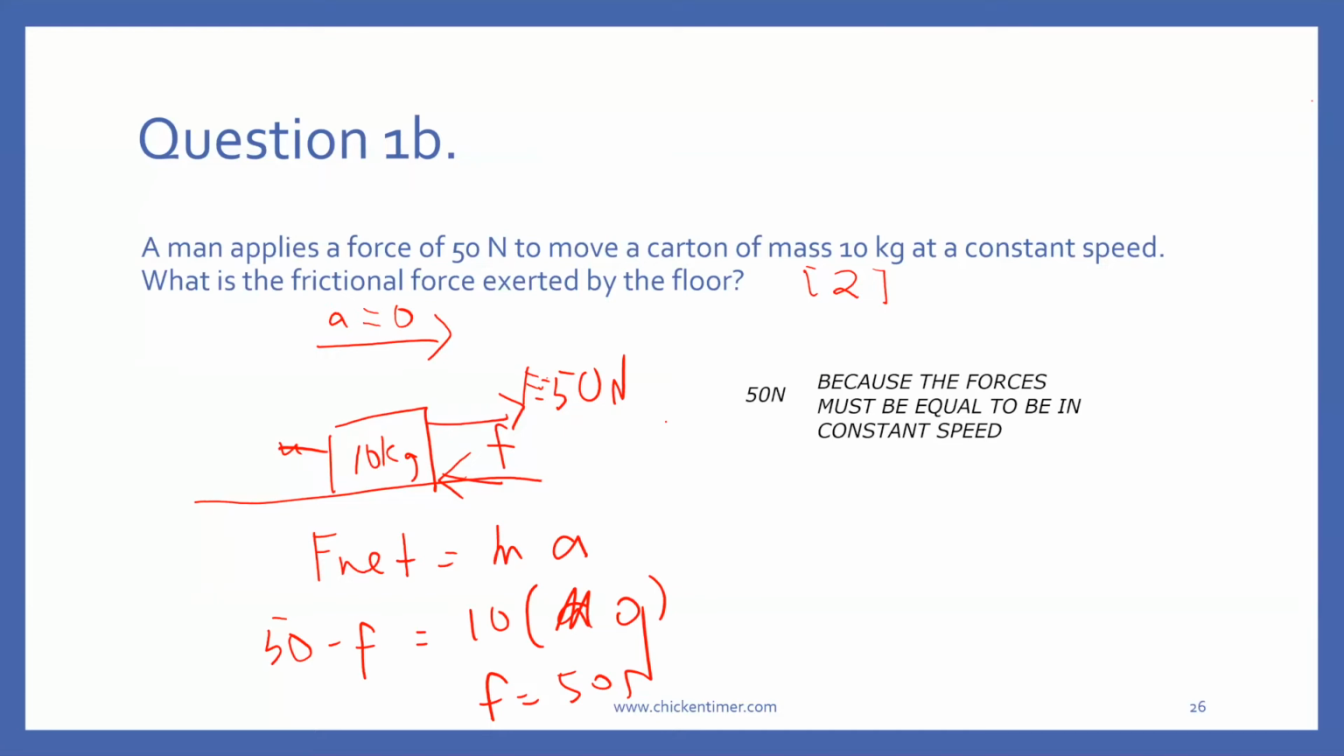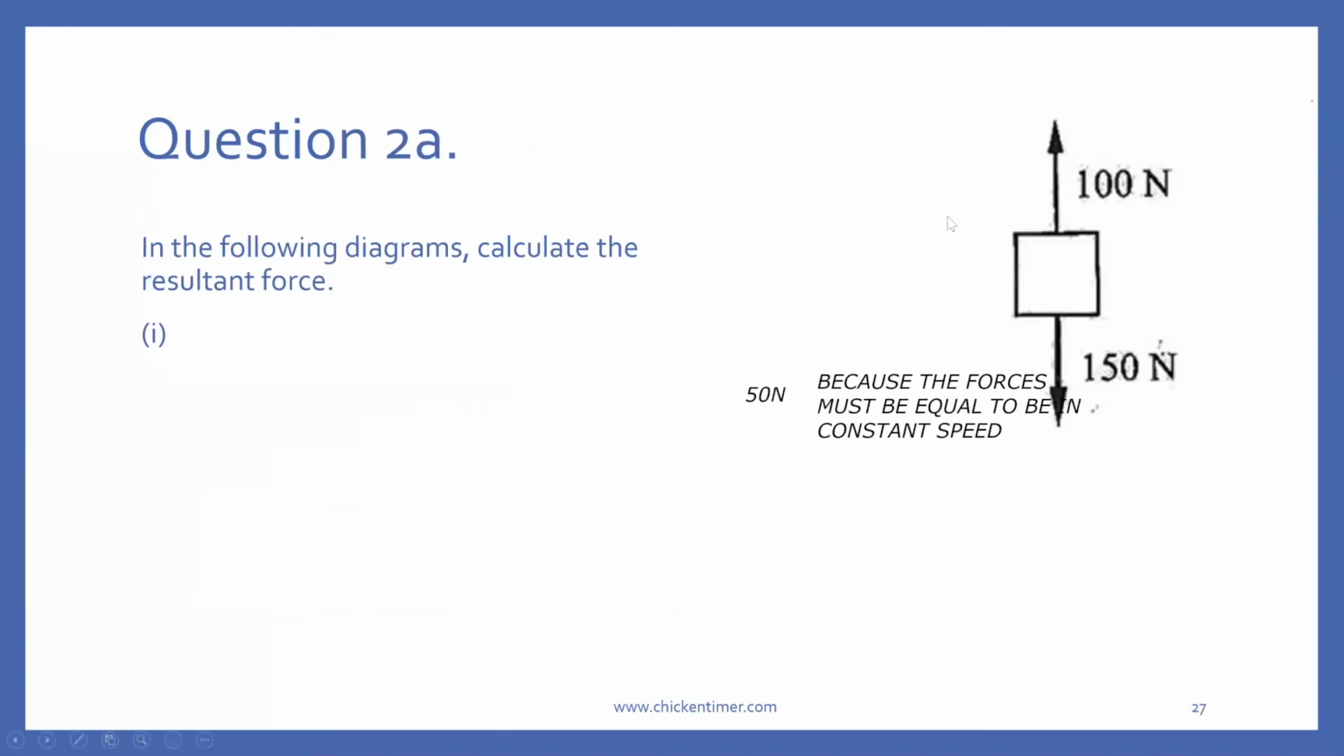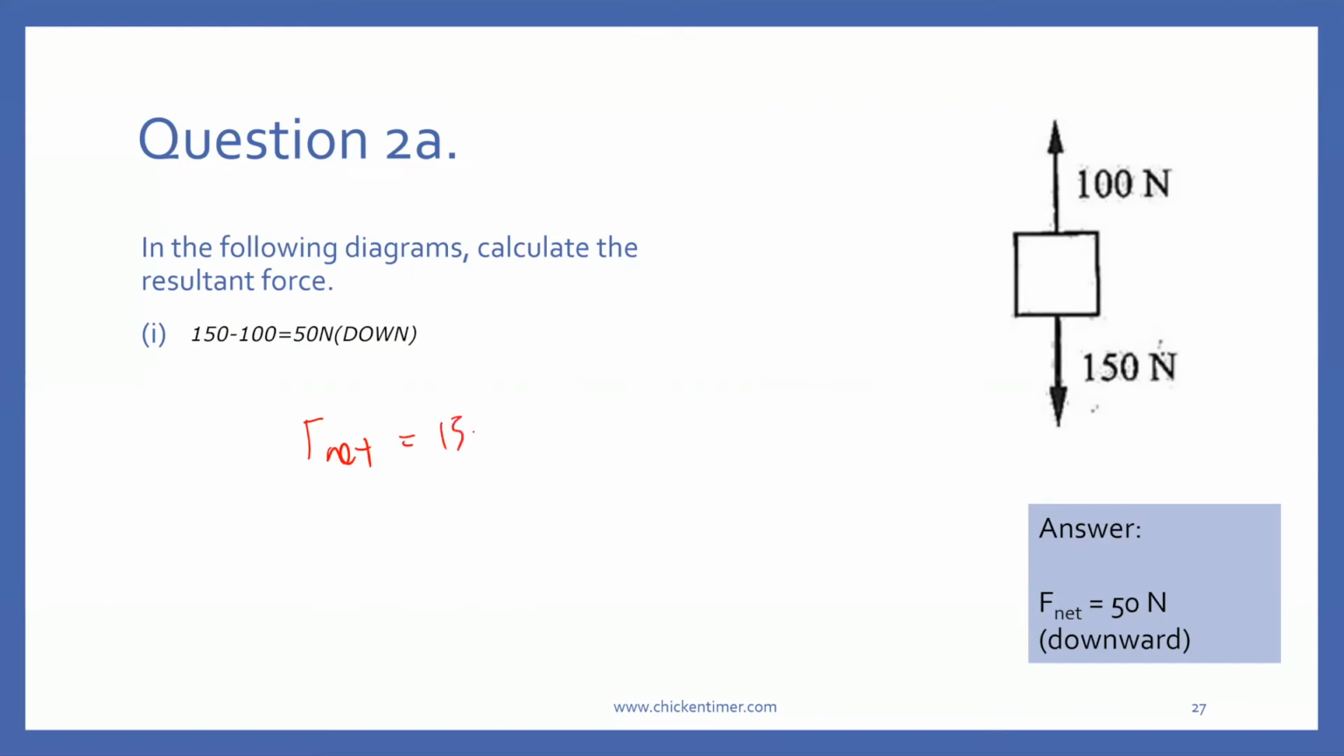Take note, shall we? This is easy. We've done this multiple times. Now I have 2 forces on an object. Then you say calculate the resultant force. So equals 150 minus 100, which equals 50 newtons down.